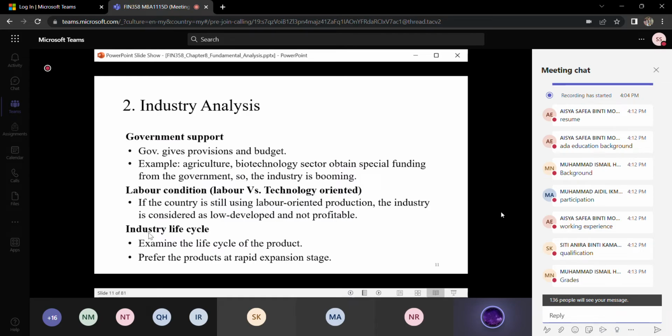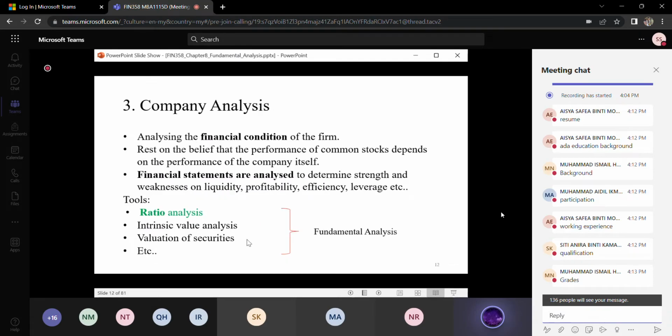So industrial life cycle, examine the life cycle of the product, prefer the product rapid expansion stage. This one kita tengoklah adakah produk tersebut dia kat which stages. Right, so after that kita tengok kat company pula. Right, after you dah pilih company, analyzing the financial condition of the company.